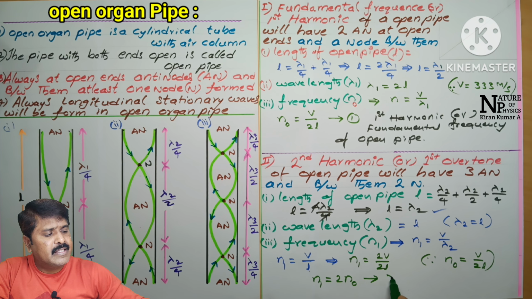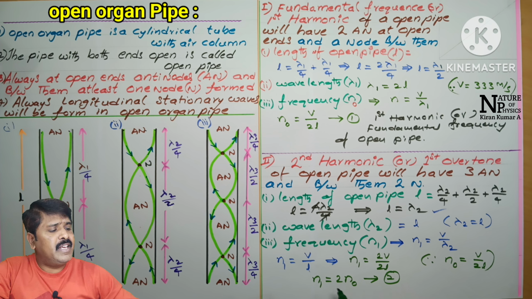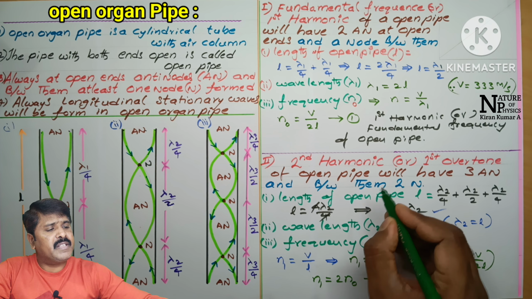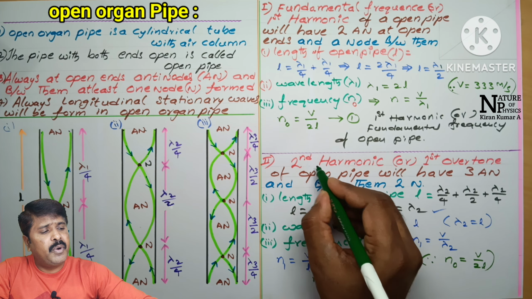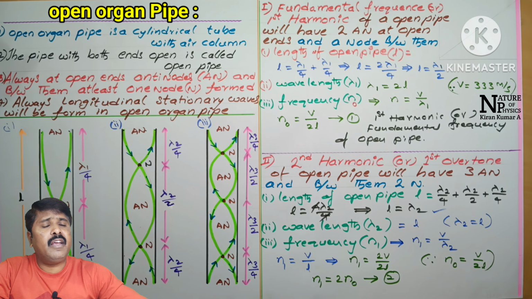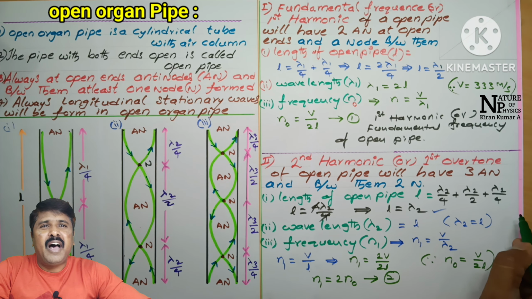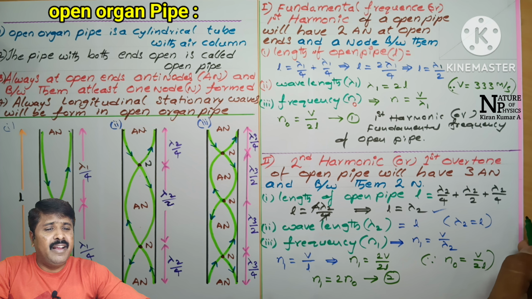This is written as equation number 2. 2 represents the second harmonic and 1 represents the first overtone of an open organ pipe, student. And then the third derivation, continuation.